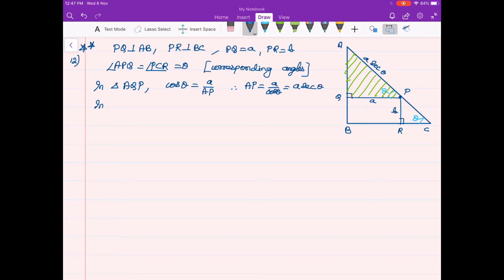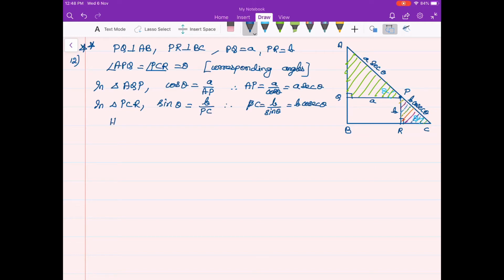Now, next in triangle PCR, let us use this triangle. I am using sin theta because I know the opposite side of theta, which is b divided by the hypotenuse. Therefore, PC will be b divided by sin theta, which is b cosecant theta. Let me write that distance here in the figure.